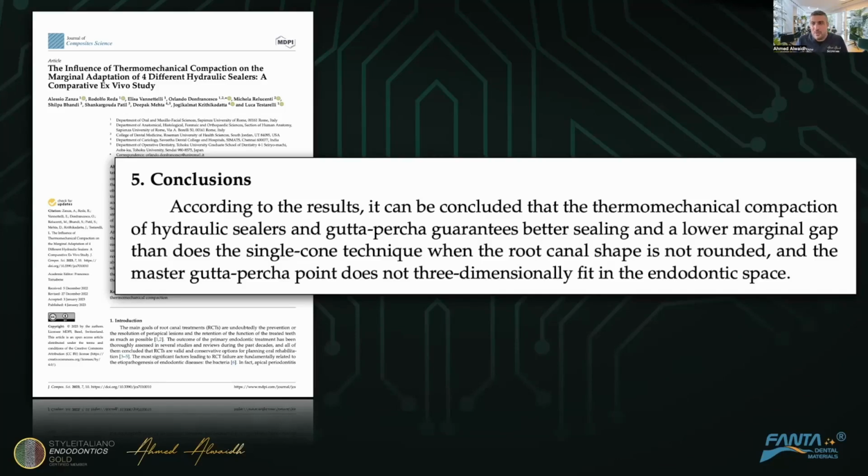Because as far as we know, the bioceramic cement needs moisture to set. It's only premix. It's one material. We are not mixing two materials. So it counts on the moisture. So how are we going to use heat in this technique?